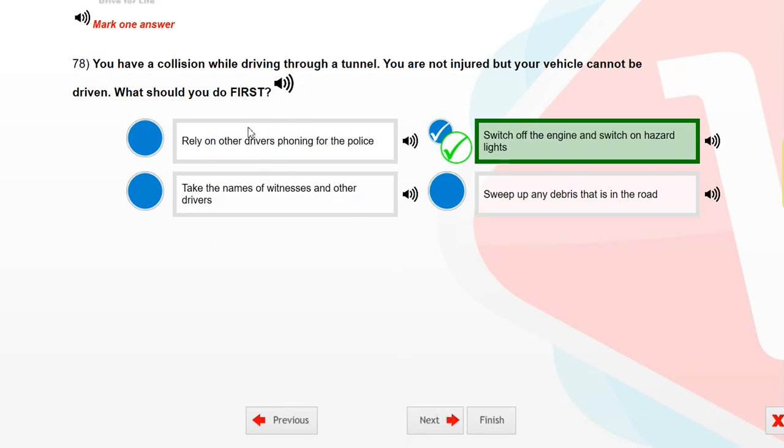You have a collision while driving through a tunnel. You are not injured, but your vehicle cannot be driven. What should you do first? وقع لك حادث وأنت تقود عربتك عبر نفق ولم تصب، ولكن عربتك لا يمكن قيادتها. ماذا عليك أن تفعل أولا؟ Switch off the engine and switch on hazard lights. إيقاف المحرك وإشعال أضواء التحذير.